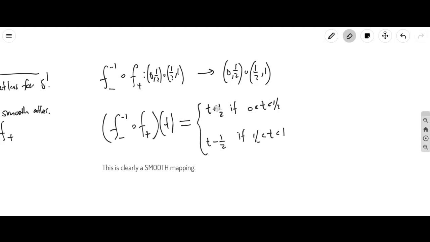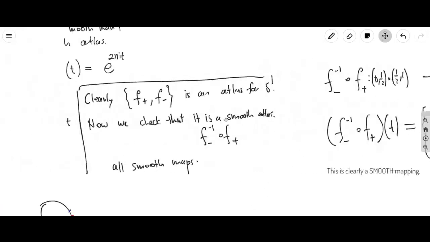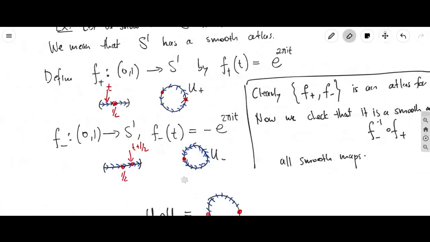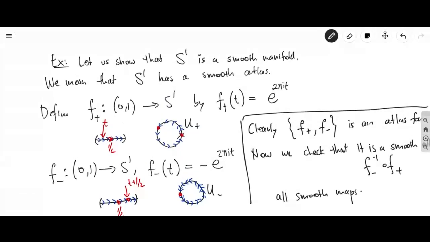You can differentiate it once. In this case, there is no partial differentiation here because this is just a function of a single variable. But if you differentiate it once, you get 1/2, and if you differentiate a second time, 0, and then you can differentiate it as many times as you want, and the same thing with the other one. So this is a smooth mapping. So we have shown that the atlas that we have just constructed is a smooth atlas. So we have shown that S1 is a smooth manifold.